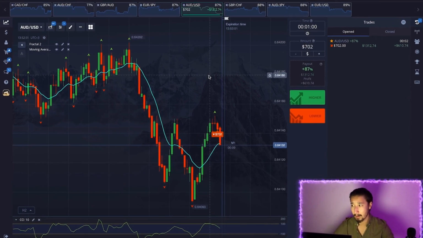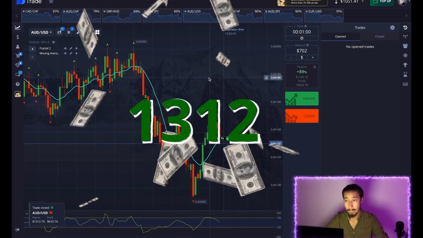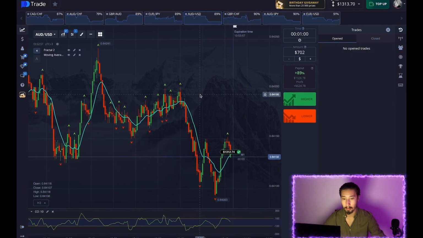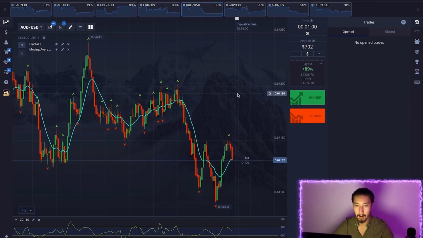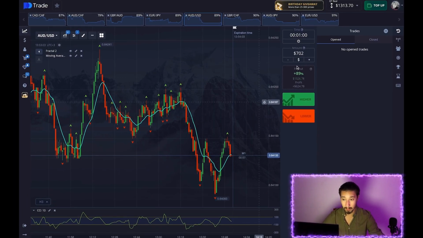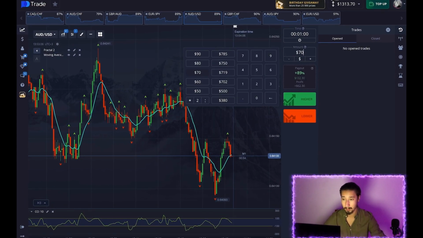in the next 2 seconds. Yep, easy, without any problems, without any troubles. We closed in profit, so let's change the amount of the transaction.